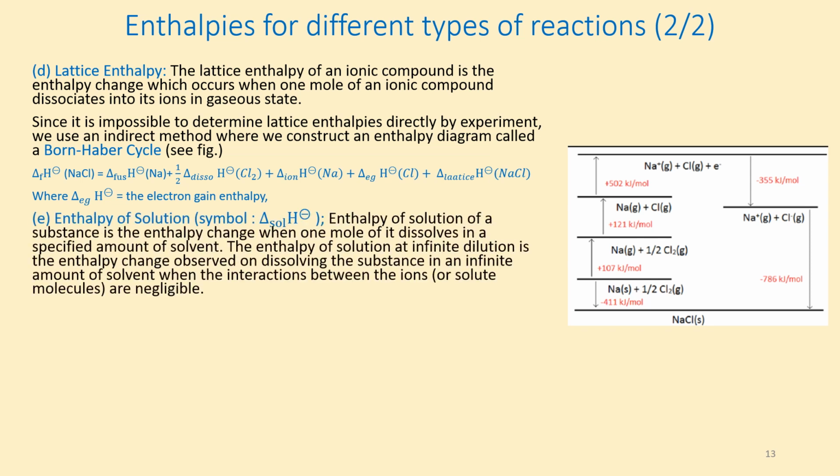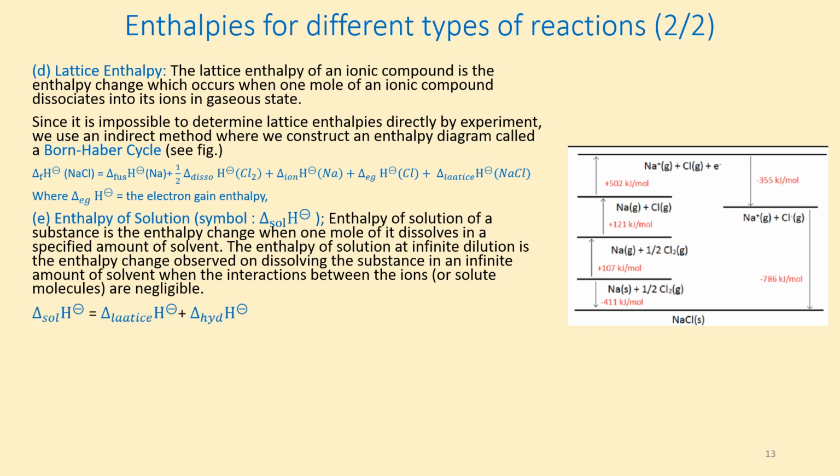The next enthalpy is enthalpy of solution, whose symbol is delta sol H naught. Enthalpy of solution of a substance is the enthalpy change when 1 mole of it dissolves in a specified amount of solvent. The enthalpy of solution at infinite dilution is the enthalpy change observed on dissolving the substance in an infinite amount of solvent, when the interaction between the ions or solute molecules is negligible.